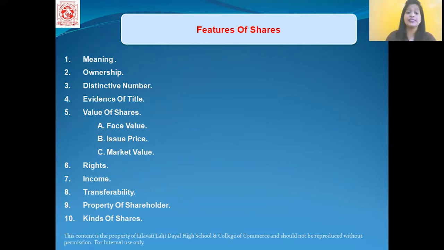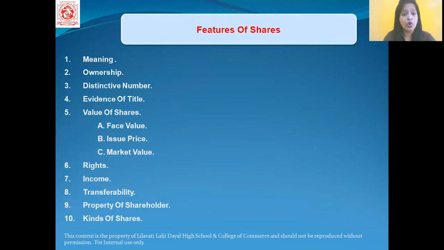Next one is distinctive number. Under this, students, every share has a distinct identity number of its own, which is mentioned on the share certificate. Next one, evidence of title. The share certificate, students, is the evidence of the title of shares, which is there in the hands of the shareholder. The share certificate has a common seal, which shows that the particular shareholder possesses the number of shares.